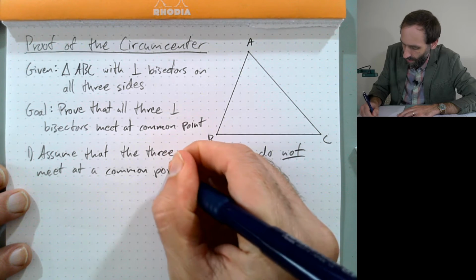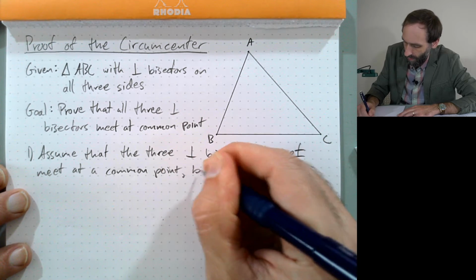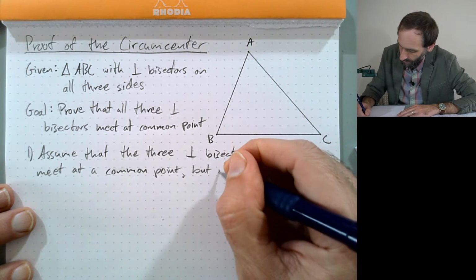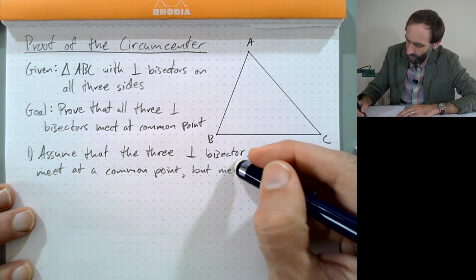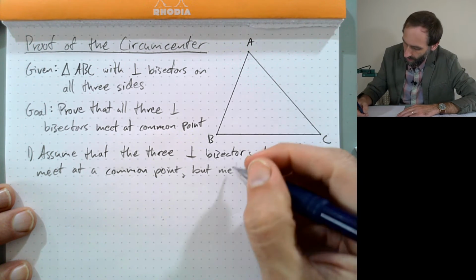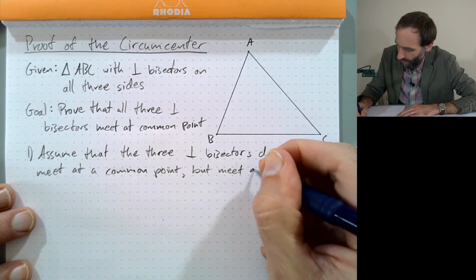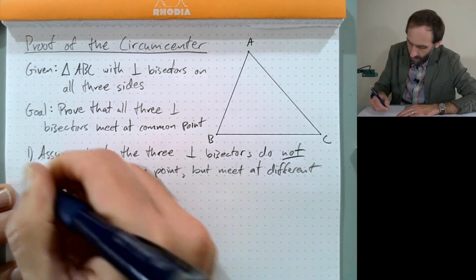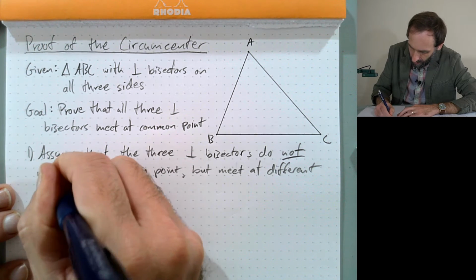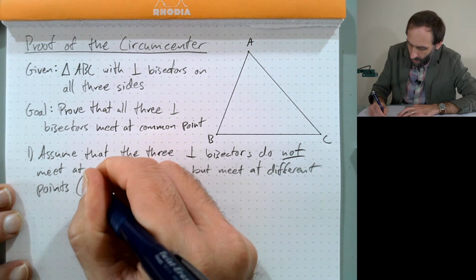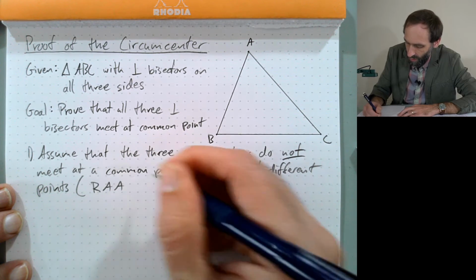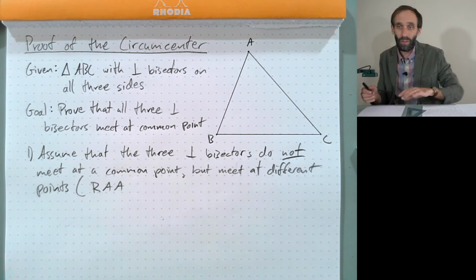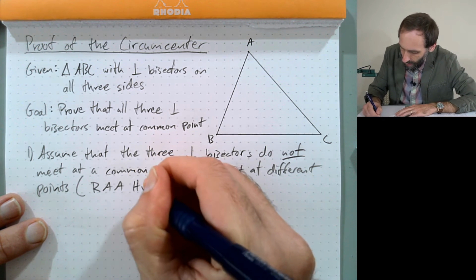But instead meet at different points. But meet at different points. Now, mathematicians refer to this type of hypothesis, this type of statement at the beginning of a proof, as an RAA hypothesis.